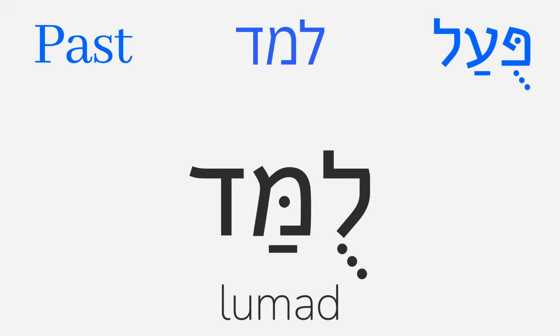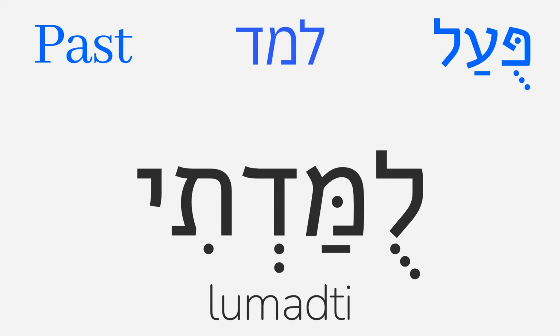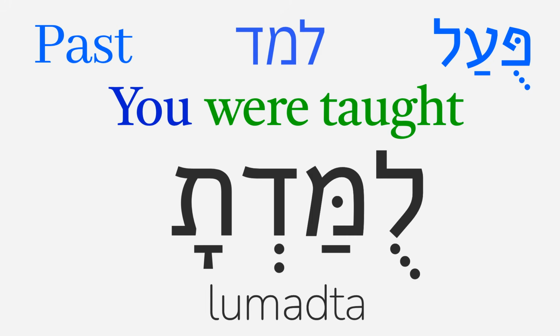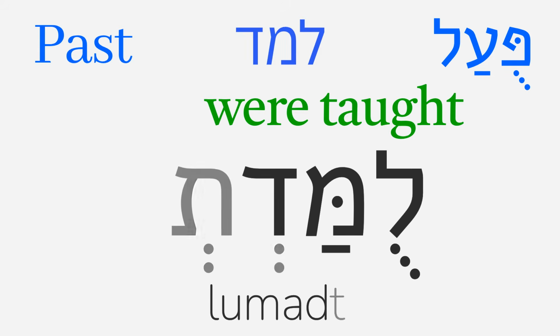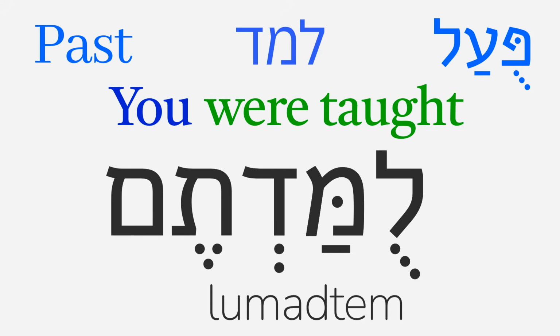To make many of the other forms of a pual past tense, all we have to do is add the necessary endings to lumad. Lumadti, I was taught. Lumadta, you were taught, masculine singular. Lumadt, you were taught, feminine singular. Lumadnu, we were taught. Lumadtem, you were taught, masculine plural. And lumadten, you were taught, feminine plural.